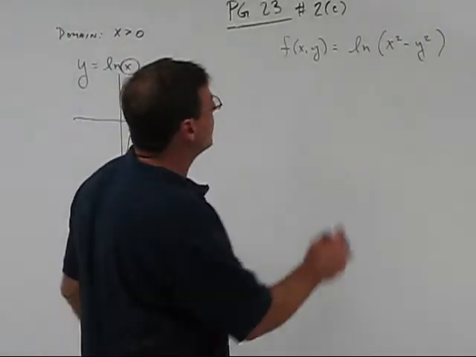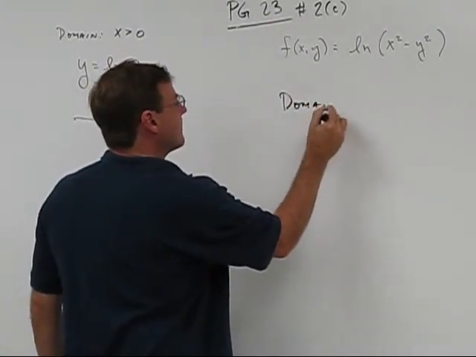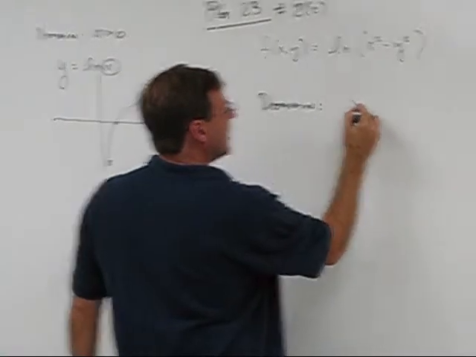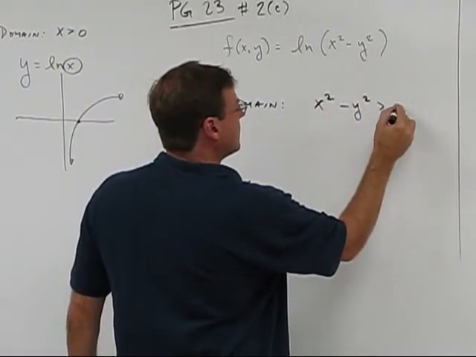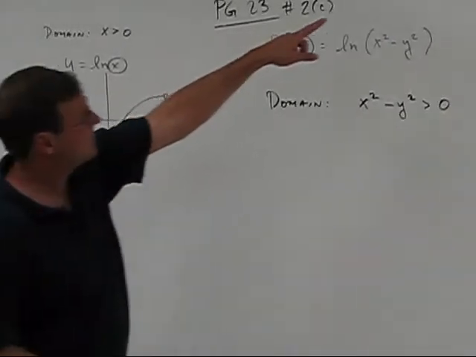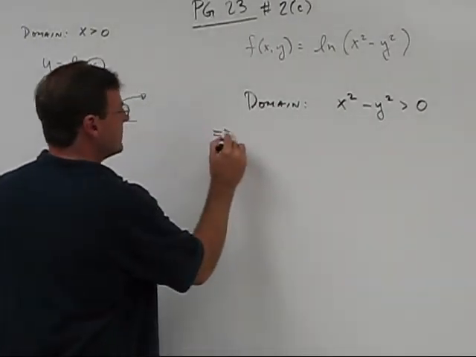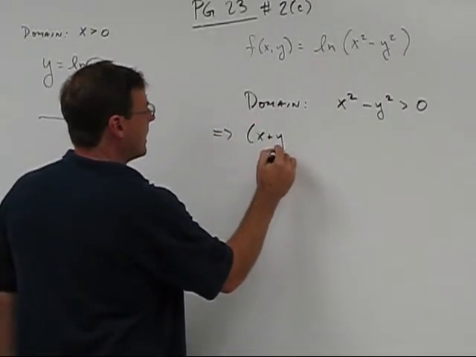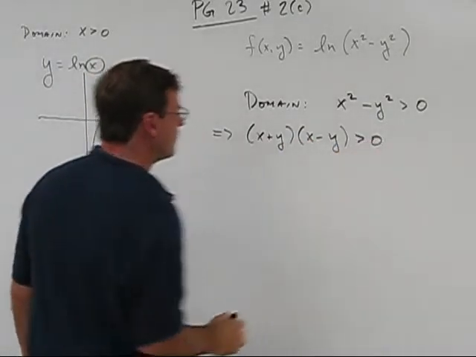So the domain for this is where x squared minus y squared is greater than 0. That must be it. But it tells us to sketch it, so we need to do a little more work here. So this implies that x plus y times x minus y is greater than 0.